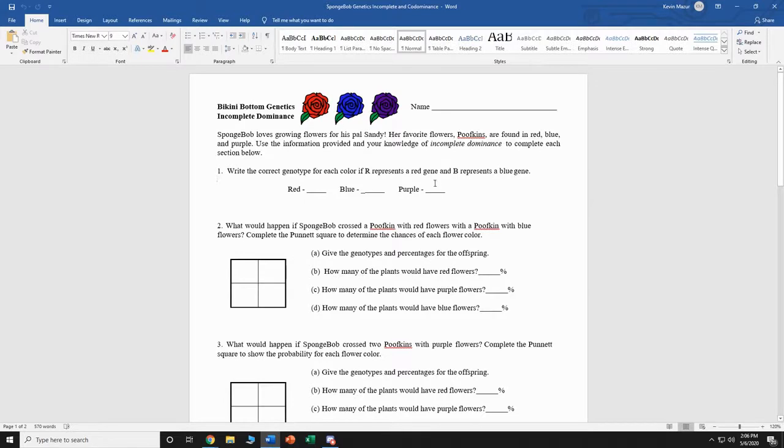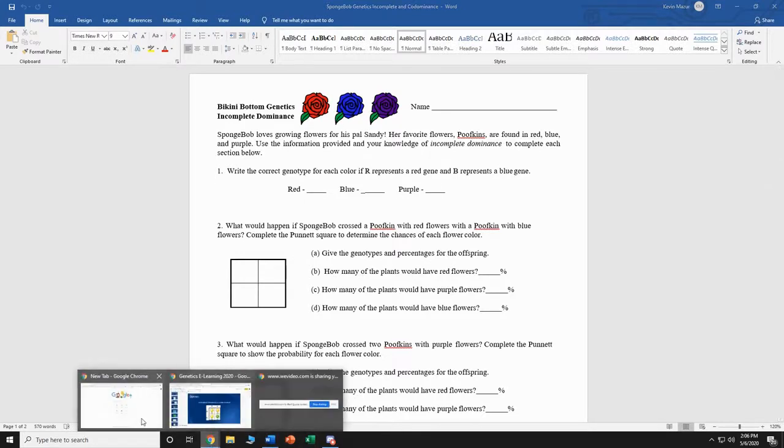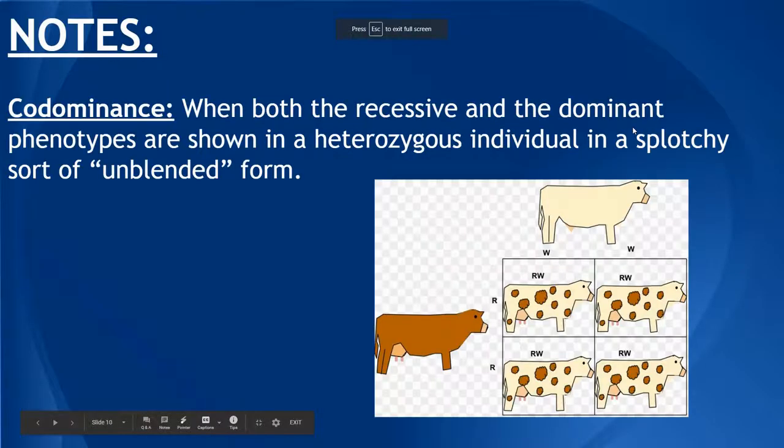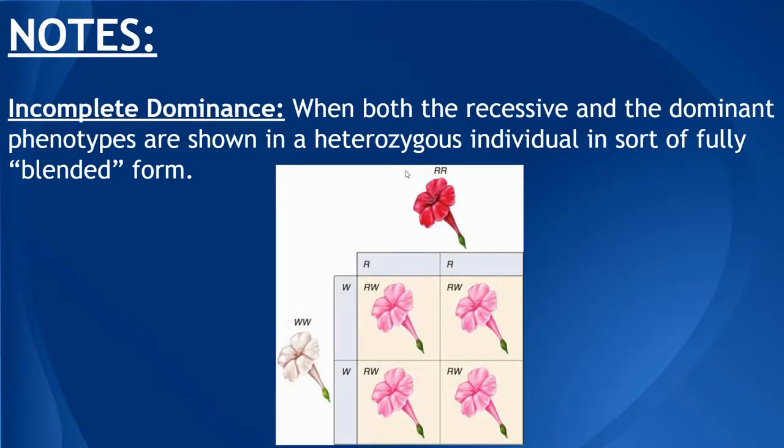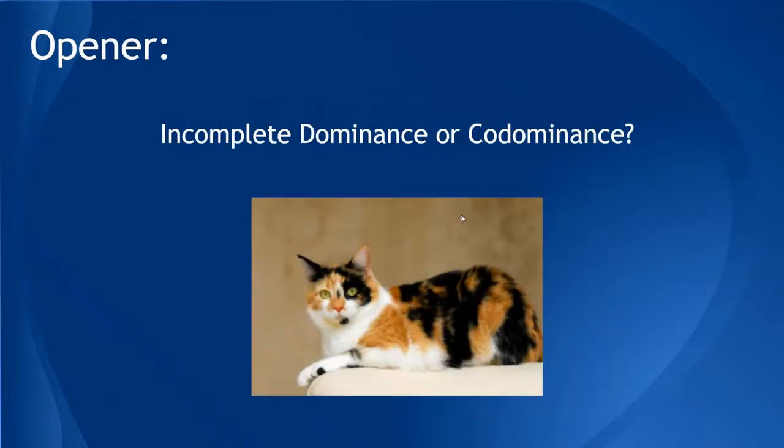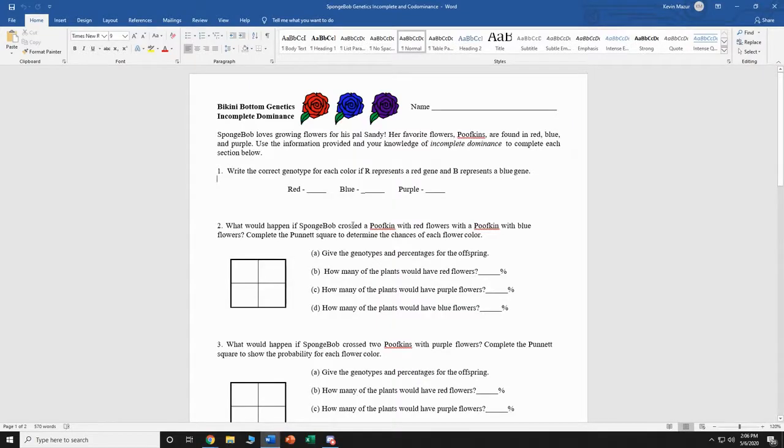So remember, when we're looking at these examples over here, there were no lowercase letters when we're talking about codominance or incomplete dominance. These are just showing their own sort of dominance. There are no recessive parts to this. All right, so over here, when I go to write it out for red, I'm just going to write RR for red.